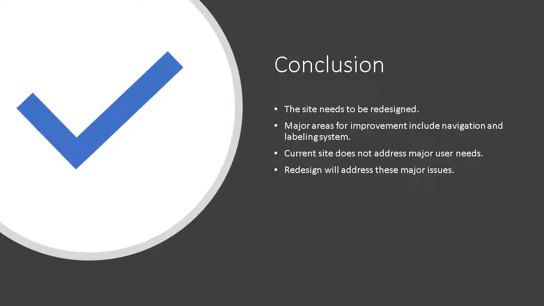So, what can be gathered by my deeper analysis and sample prototypes? 1. The site is in critical need of a redesign. 2. These issues surround navigation and labeling systems. 3. As of now, the current site is not addressing its user needs. And 4. A site redesign will address those major issues.